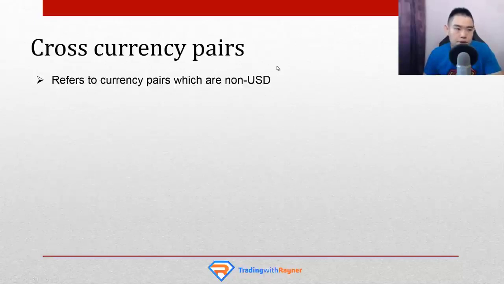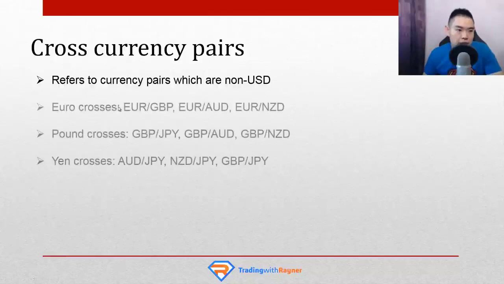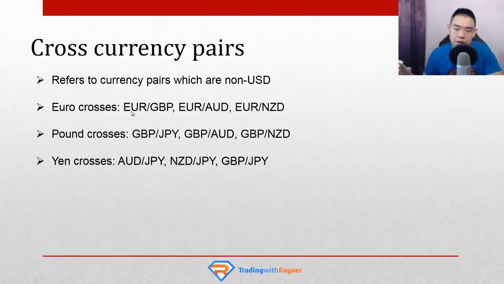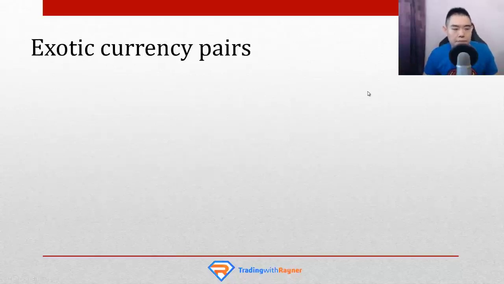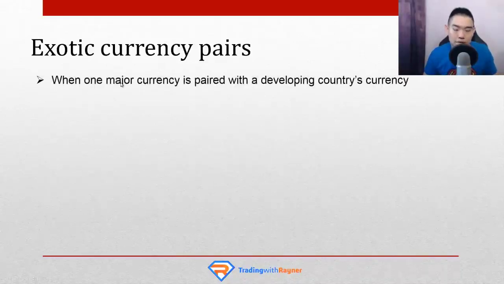The next one, cross-currency pairs. This refers to currency pairs which are non-USD, which don't have the USD denomination in them. So for example, let's say you have the euro crosses. Euro crosses simply means currency pairs that have the euro currency in them, like the euro against the British pound, euro against the Aussie dollar, euro against the New Zealand dollar. Then you have the pound crosses, like pound yen, pound against the Aussie dollar, pound against the New Zealand dollar, etc. Pretty simple stuff.